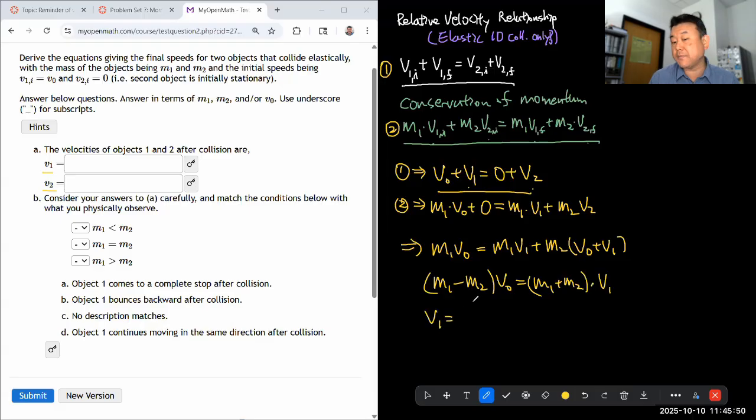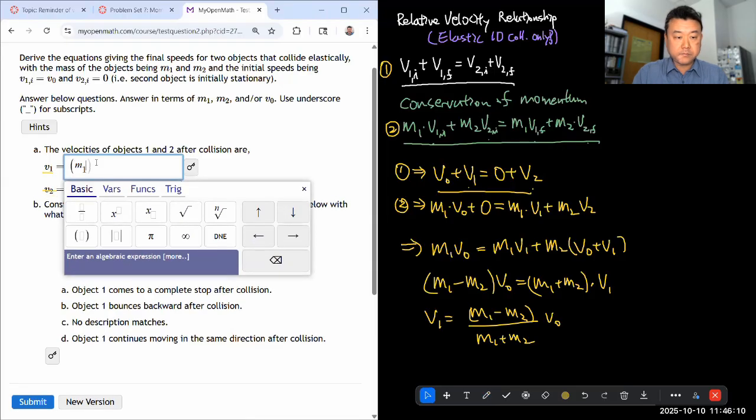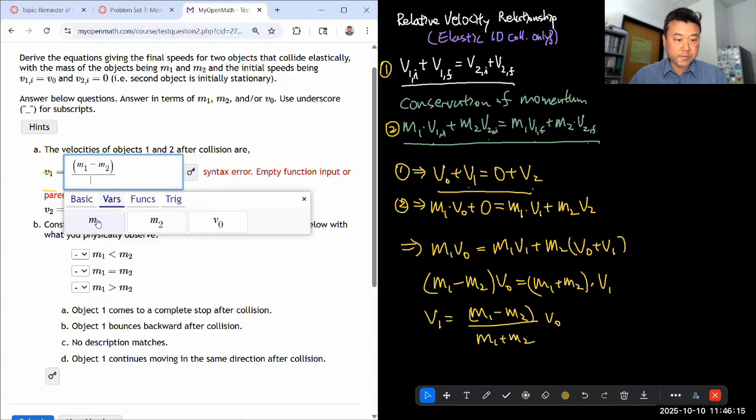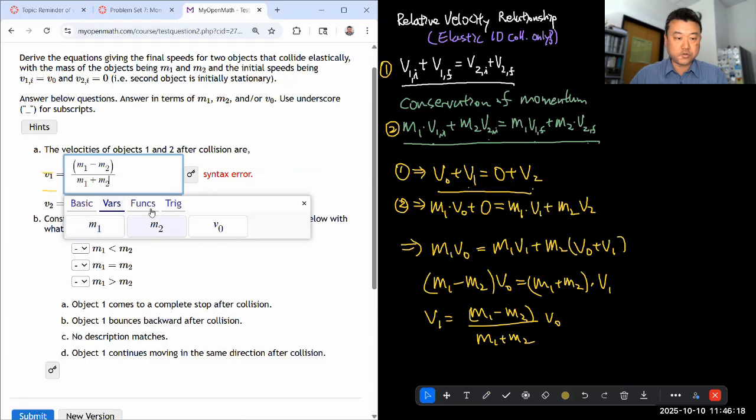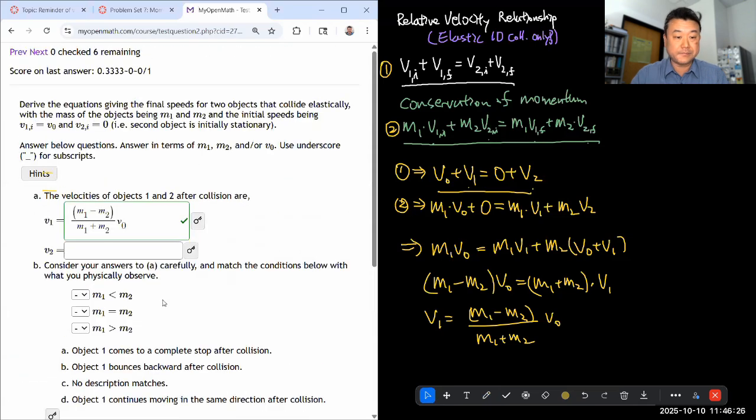So V1 has possibility of being negative if it's colliding into an object that's heavier than object 1, then object 1 can bounce backward basically. So I think this is right. Let's double check and see. So M1 minus M2. You can, by the way, also look up these variables from here. So M1 plus M2. That also sometimes helps a little bit because you know what variables the question expects your answer to be in. So yeah, that's correct.